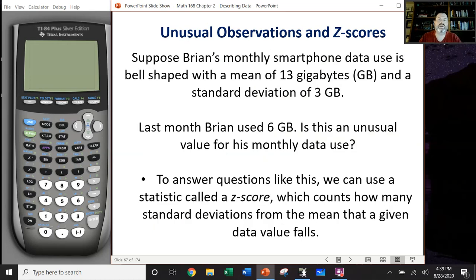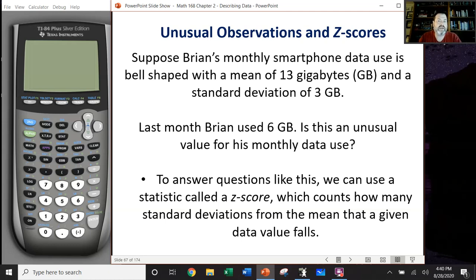All right, next up, we're going to talk about something called z-scores. Z-scores are like an extended version of the 95% rule. We're going to start with an example just so you get the idea what's going on here. Suppose Brian's monthly smartphone data use is bell-shaped with a mean of 13 gigabytes and a standard deviation of 3 gigabytes. So let's say you have a sample of his monthly smartphone bills for the last year or so, and on average he uses about 13 gigs of data, and let's say its standard deviation is around 3 gigs.